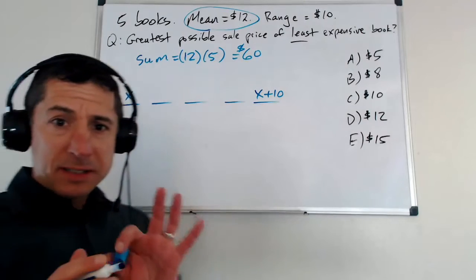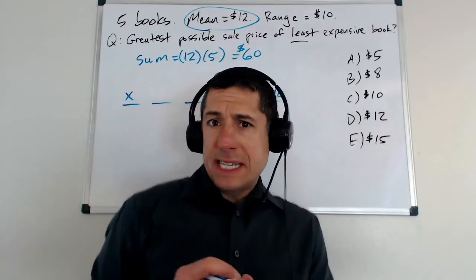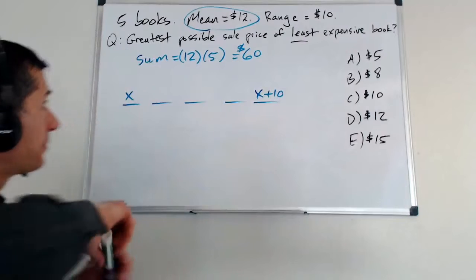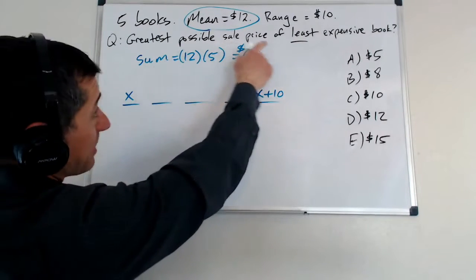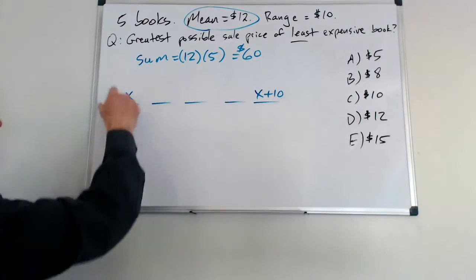And now the only part that's hard from here really is just thinking through what exactly am I minimizing? What am I maximizing? So if I want the greatest possible sale price, least expensive book, so I'm trying to maximize this.